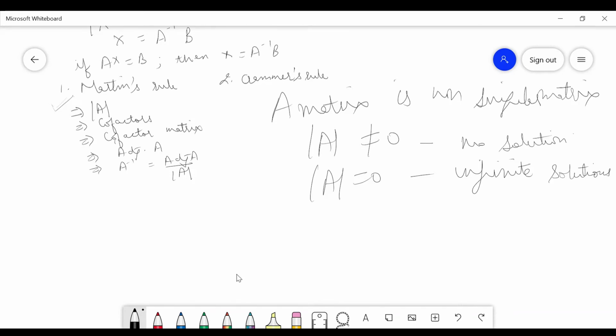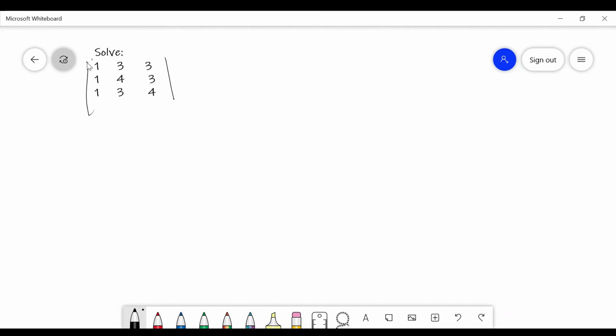Okay. Now how to proceed with this? Let us solve this with the help of a practical example. Now consider this equation. We have a matrix, let's say A, in which 3 rows and 3 columns are given, meaning this is a matrix of order 3 by 3. So consider the equation Ax equals B.